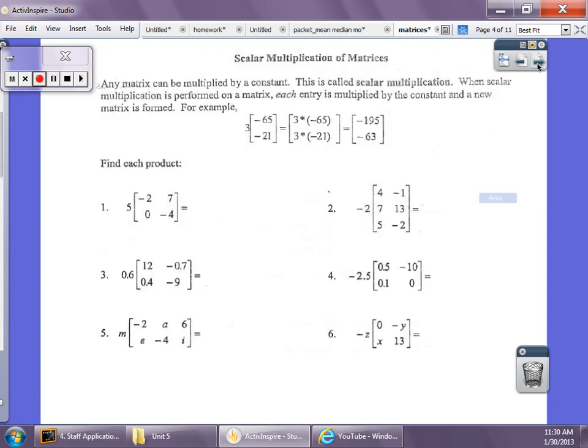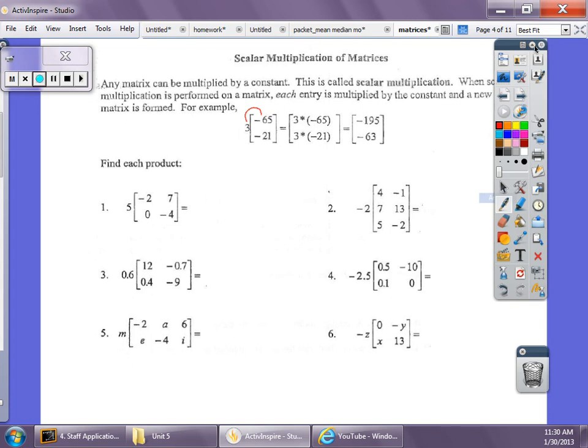But what we can also do is scalar multiplication, and any matrix can be multiplied by a constant. This is our scalar multiplication. When we perform this, each entry of the matrix is multiplied by the constant, and we get our new matrix. So this is 3 times negative 65, which gives us negative 195. And then we do 3 times negative 21, which is negative 63.